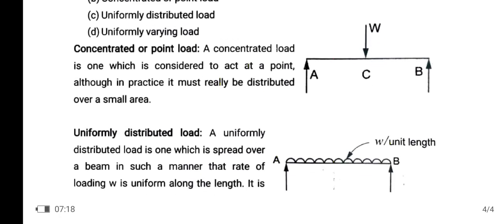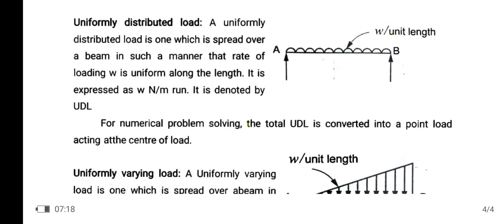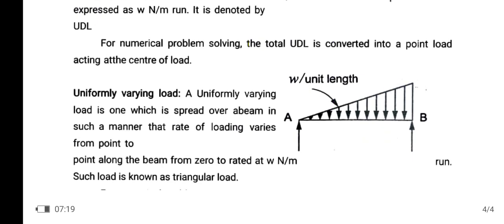First one, the concentrated or point load. A concentrated load is one which is considered to act at a point, although in practice it must really be distributed over a small area. Uniformly distributed load. A uniformly distributed load is one which is spread over a beam in such a manner that the rate of loading W is uniform along the length. It is expressed as W newton per meter run. It is denoted by UDL. For solving numerical problems, the total UDL is converted into a point load acting at the center of the load.